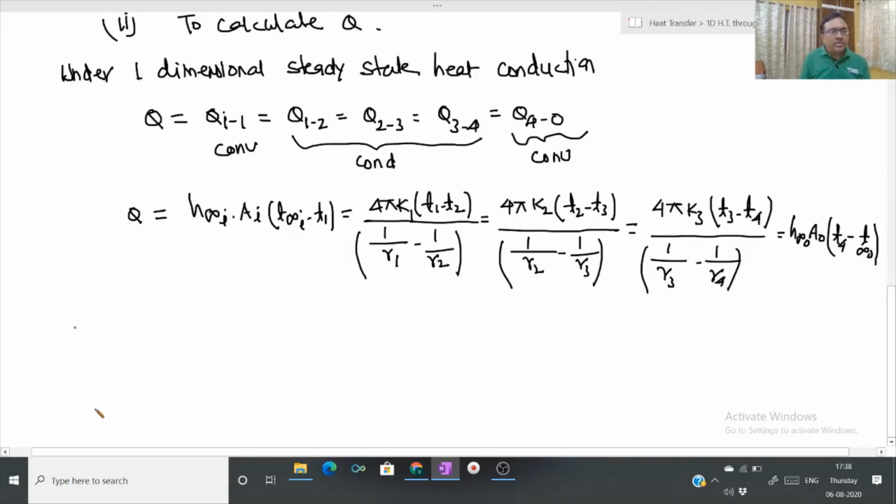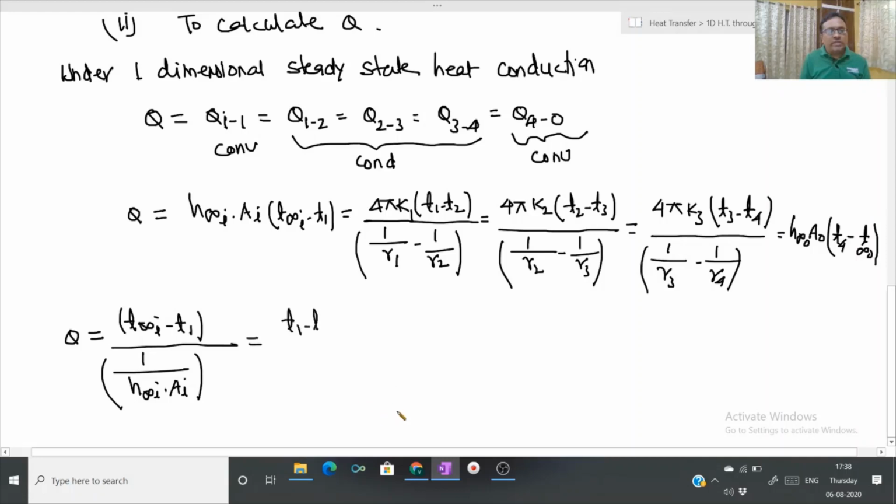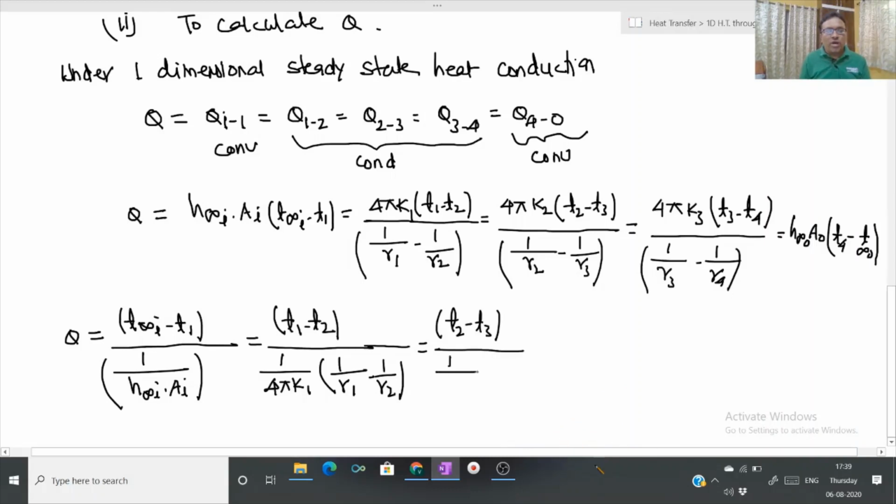Now let us arrange them in the form of temperature difference and thermal resistance. So T infinity I minus T1 over 1 over h infinity I into A I. The second equation will give me T1 minus T2 over 1 over 4 pi k1 into 1 over R1 minus 1 over R2. The third equation can be written as T2 minus T3 over 1 over 4 pi k2 into 1 over R2 minus 1 over R3.